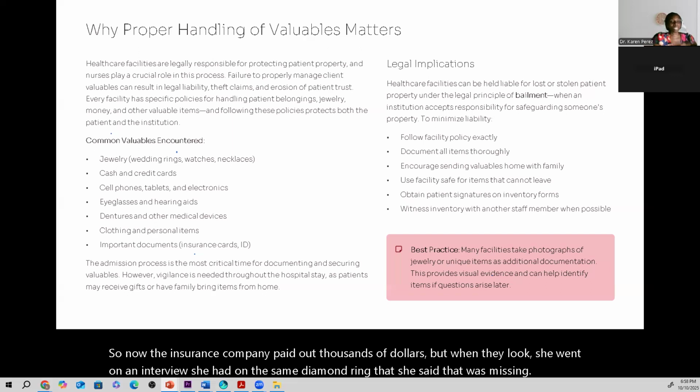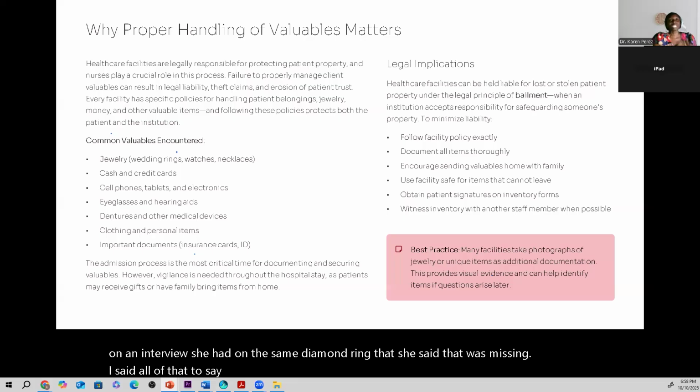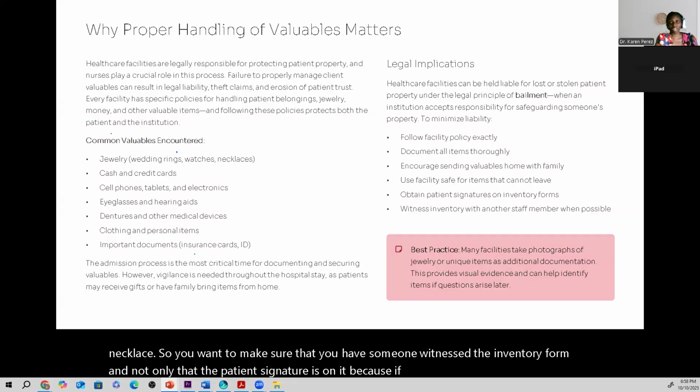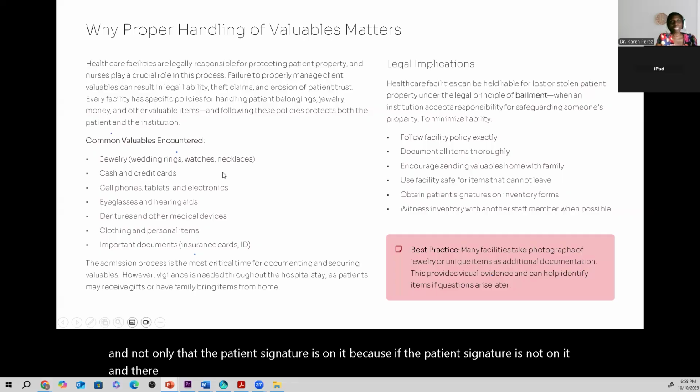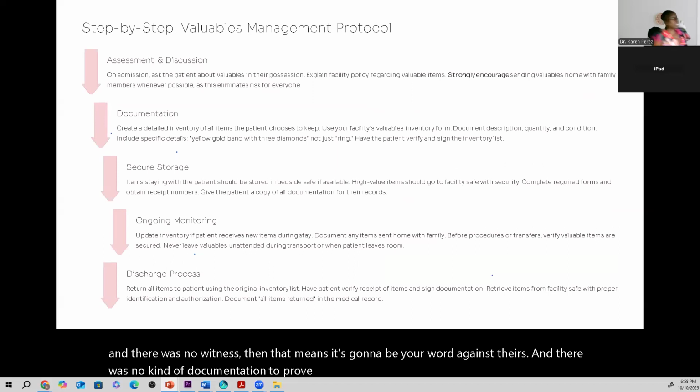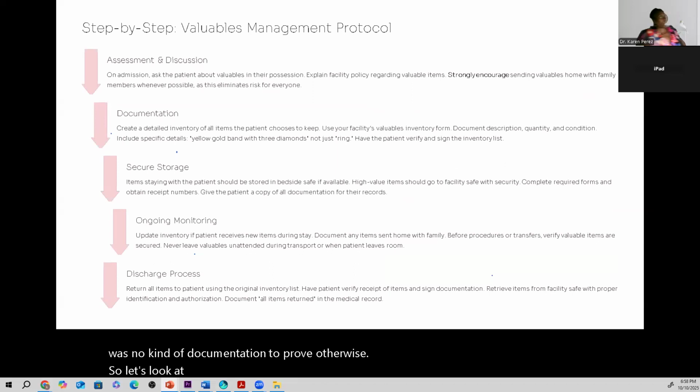I said all of that to say this. A patient can say, I gave you a diamond ring. I gave you a gold necklace. So you want to make sure that you have someone witness the inventory form. And not only that, the patient's signature is on it. Because if the patient's signature is not on it and there was no witness, then it's going to be your word against theirs, and there was no documentation to prove otherwise. So let's look at these steps.